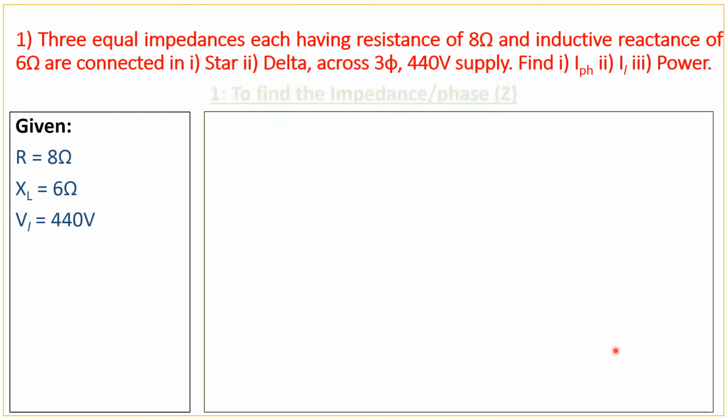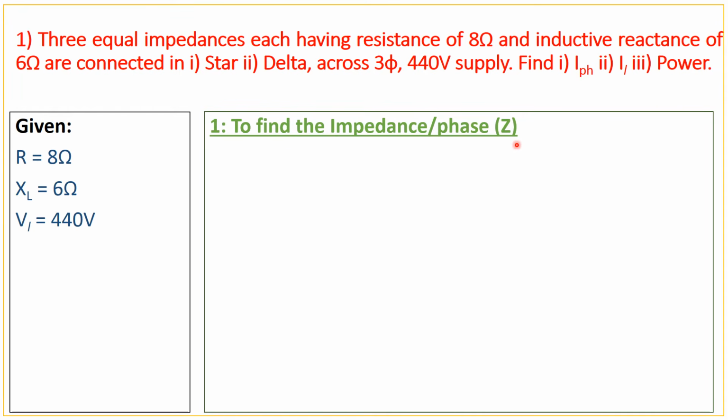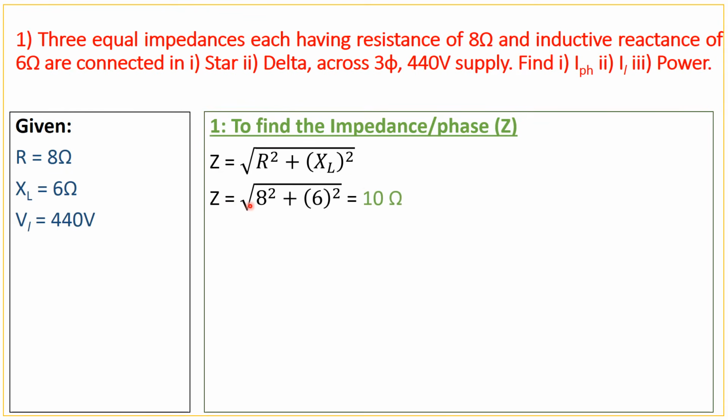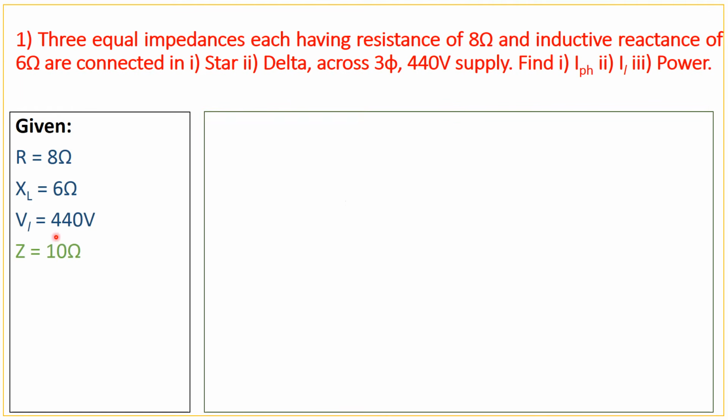So the first step is to find the impedance per phase Z. We know that Z is equal to root of R square plus XL minus XC whole square. But since XC is not given, XC is 0, the formula will be root of R square plus XL square. Therefore here R is equal to 8 ohm and XL is equal to 6 ohm. Therefore Z is equal to root of 8 square plus 6 square, which is nothing but 10 ohm. So I got Z is equal to 10 ohm.